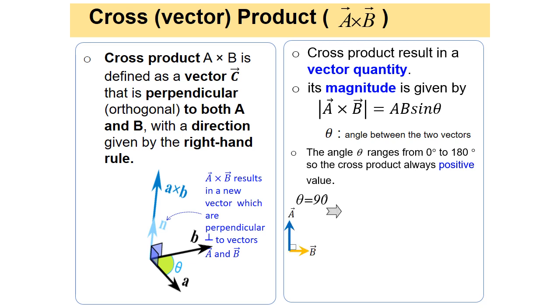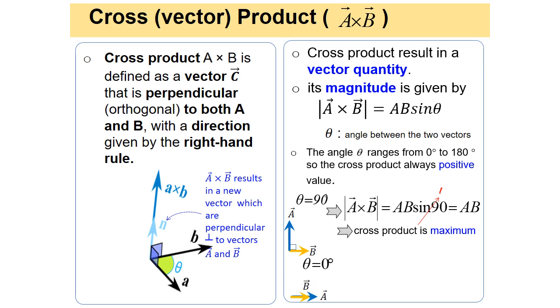If theta is 90, or A and B are perpendicular, sin 90 is 1, so the cross product is maximum. If theta is 0, meaning A and B are parallel, since sin 0 is 0, the cross product AB sin theta becomes 0.